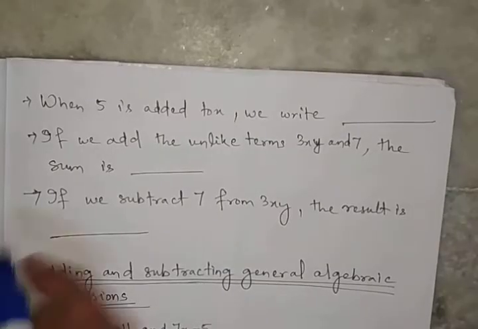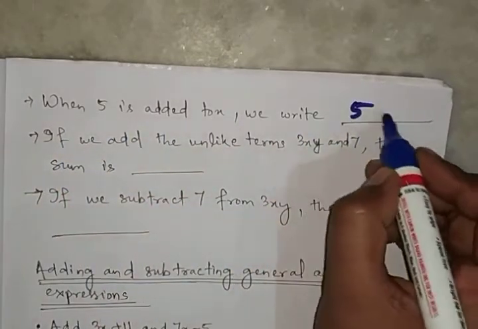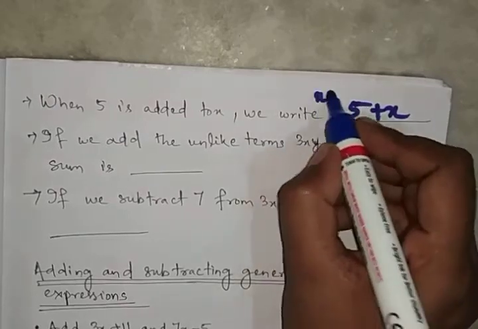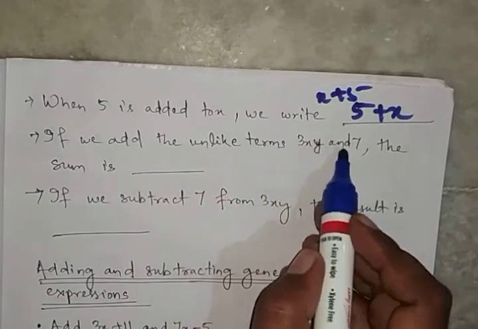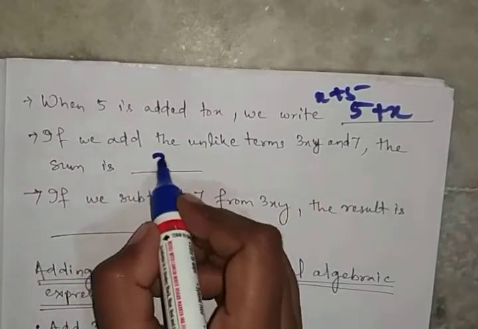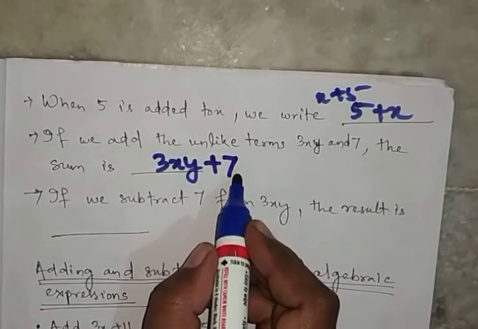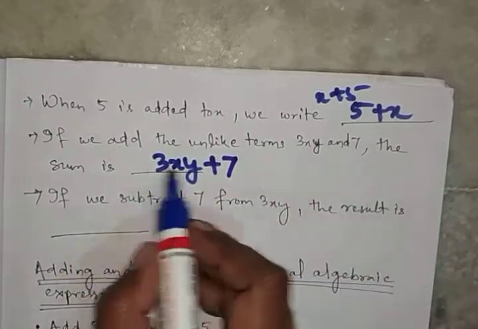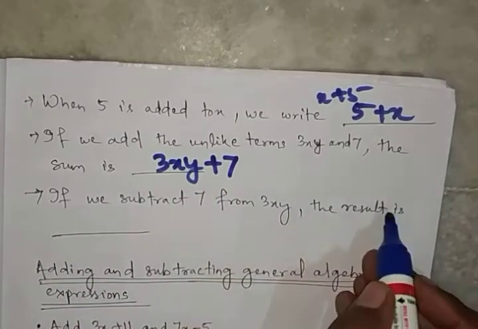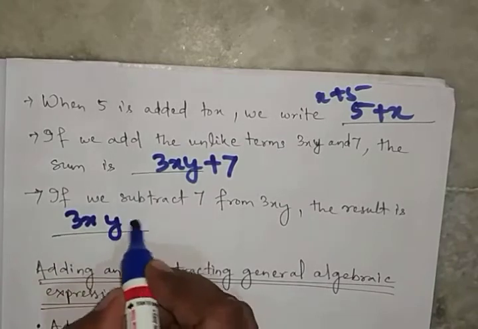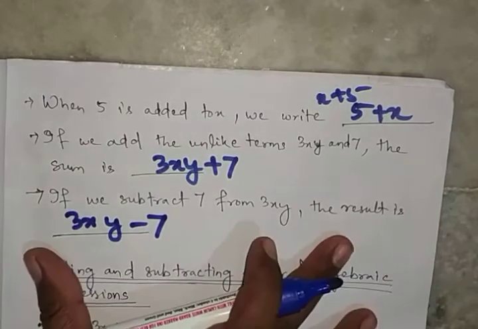Next, when 5 is added to x, what can we write? 5 plus x or x plus 5. When we add the unlike terms 3xy and 7, the sum is 3xy plus 7, because we cannot go further, as these are unlike terms. Then if we subtract 7 from 3xy, the result is 3xy minus 7. We cannot go further. This much is the result.